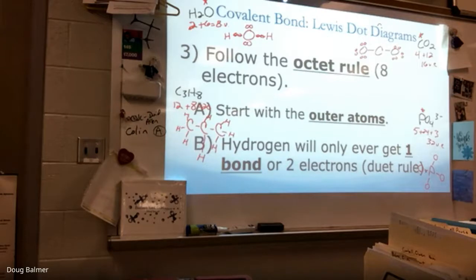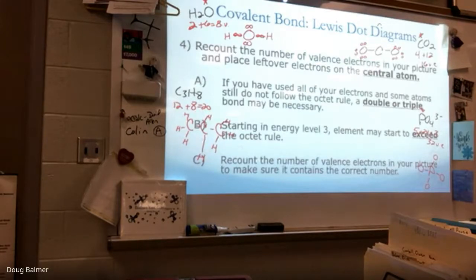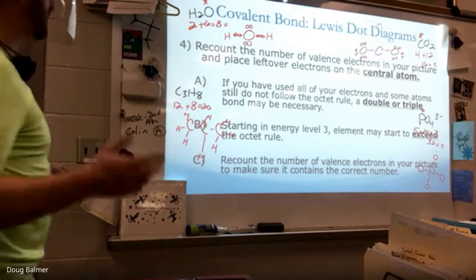Questions on the octet rule. So step 1, count the total number of dots. Step 2, connect the atoms with single bonds. Step 3, make sure you've used up all of your dots by meeting and satisfying the octet rule, except for H. Ready for step 4? Let's do it. Recount the total number of electrons. Well, we kind of already did that. Place leftover electrons on the central atom. If you run out of dots but need to meet the octet rule, you might have to break out a double bond or let's say a triple bond.